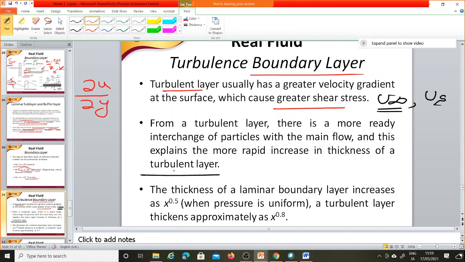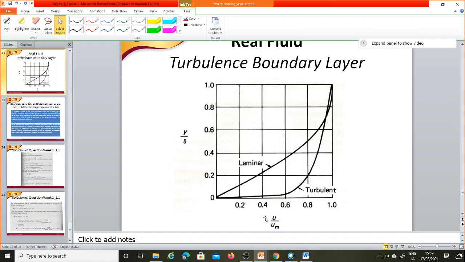Turbulent layer means boundary layer in the turbulent zone. The thickness of the laminar boundary layer is maybe a factor of 0.5, which I will explain in the next figure, where we consider the pressure is uniform. In case of turbulent, it should be a factor of 0.8. So what does it mean, 0.5 and 0.8?